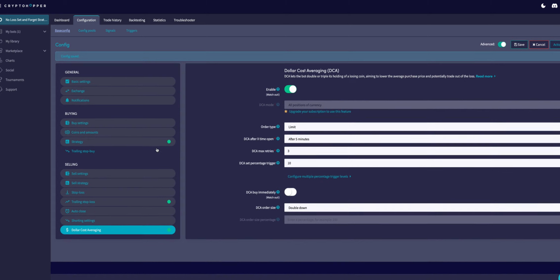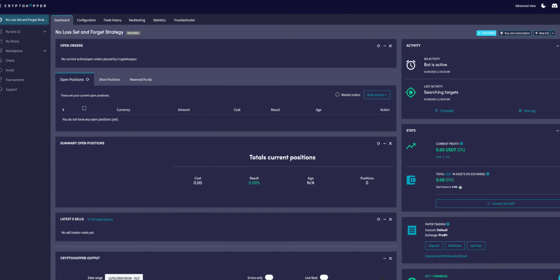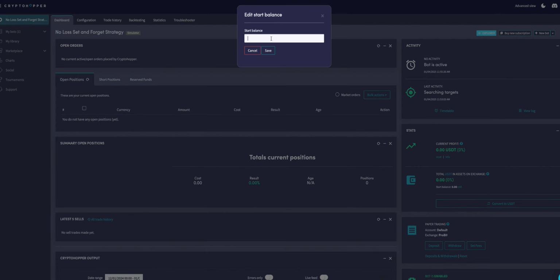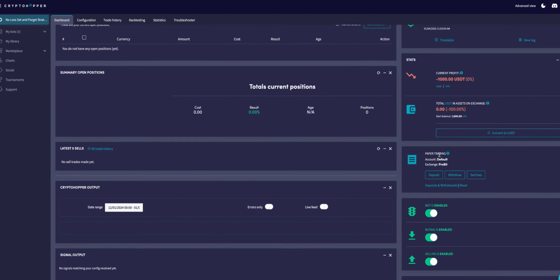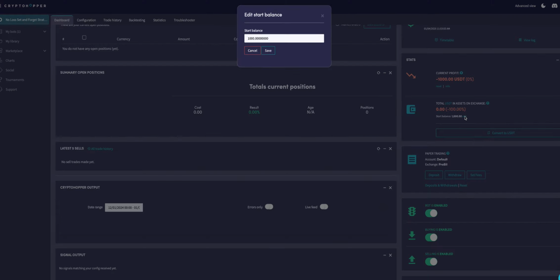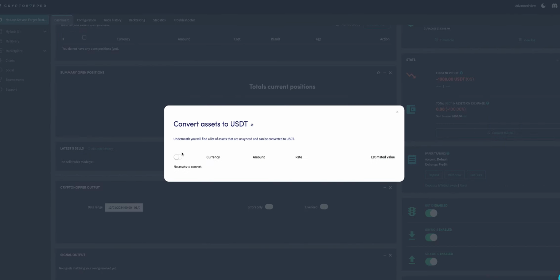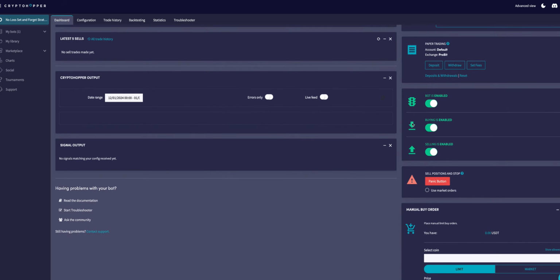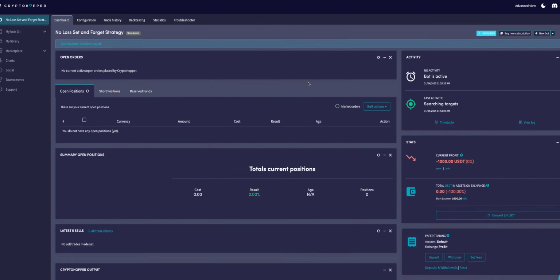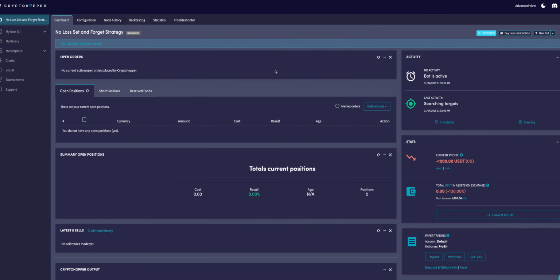And now we are set up on the spot. So everything is configured. What you're going to be allowed to do is enter in your start balance here. So let's just say $1,000. And we don't have any profit right now. This is my start balance. Okay, I don't need to convert anything. But now the bot is enabled, the bot is selling, and if it were connected to an exchange, it would be, again, looking for targets. So that is it, my friends. This is how you set up the no loss, set and forget strategy.